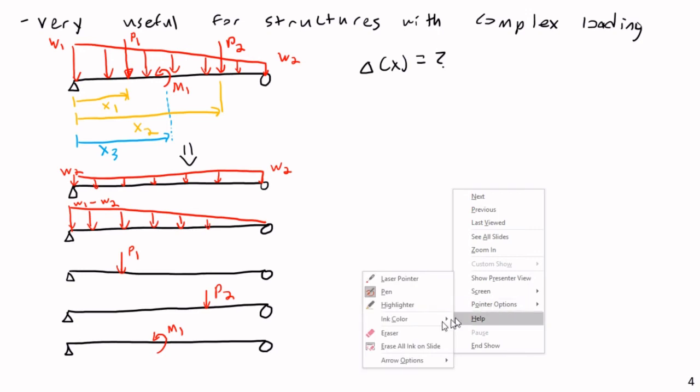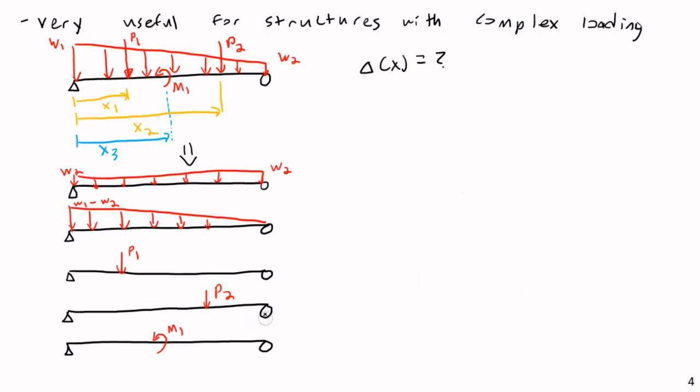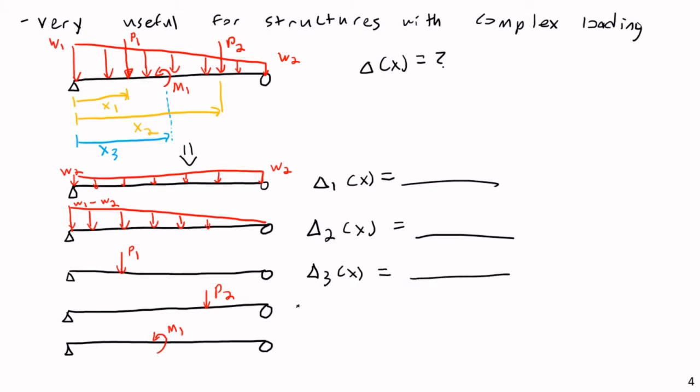And for each of these, I could then find an individual delta function. So I would get delta 1 equals some function of x, and I could get that fairly easily. Delta 2 as a function of x equals something. Delta 3 equals some function of x. Delta 4 is some function of x. And delta 5 is some function of x, and that, again, is something.